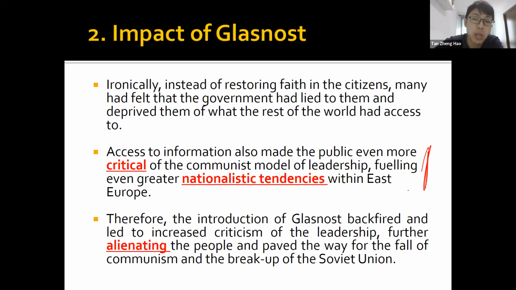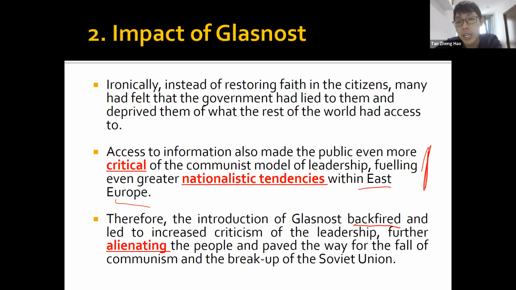And this applies to countries in East Europe as well. They realize that West Europe is doing much better than East Europe. Why is that so? The only reason, they might blame the Soviet Union for causing that, blame communism for causing that. Okay, so Glasnost basically backfired. Instead of making people more happy with the government, now that they can share freely, people become alienated, become very unhappy with the ways things have been running.